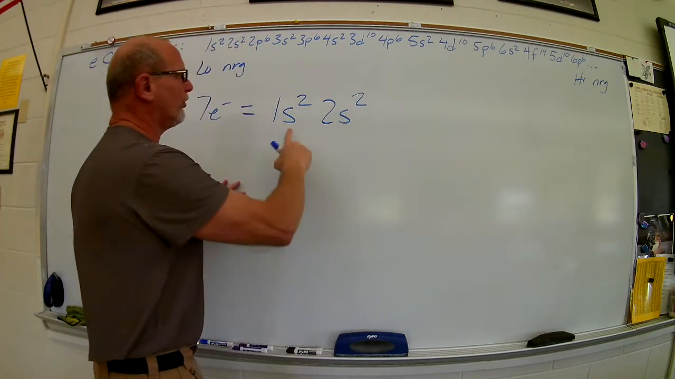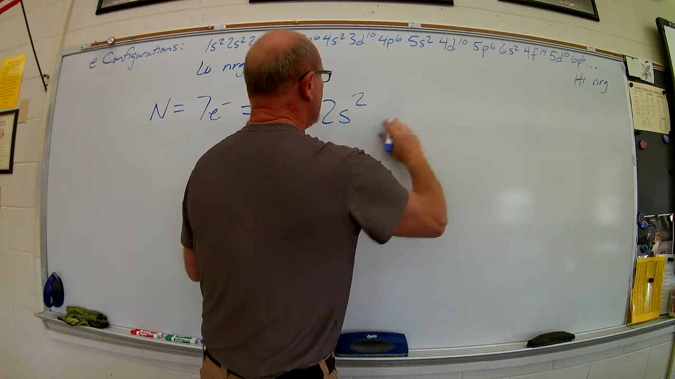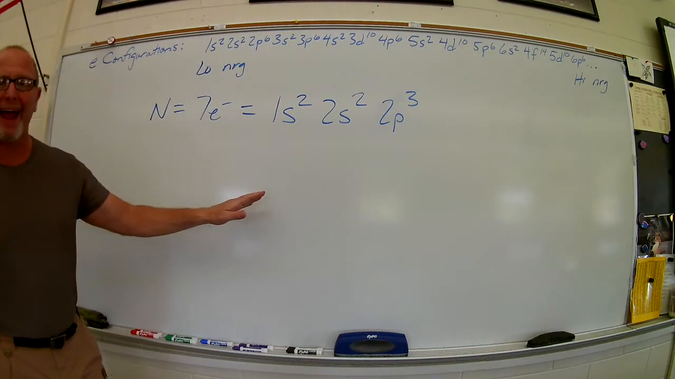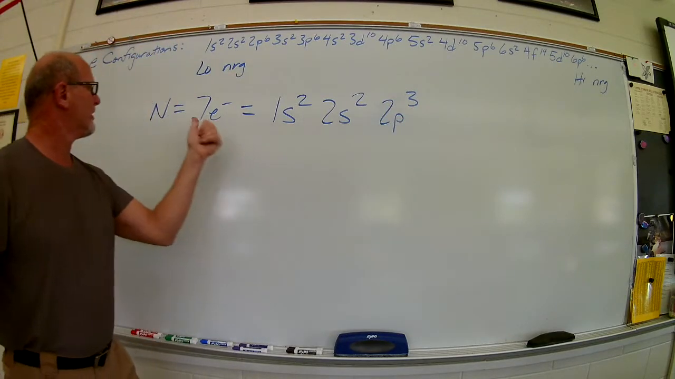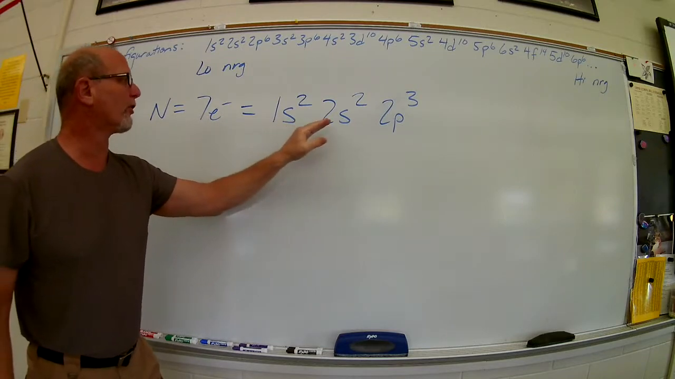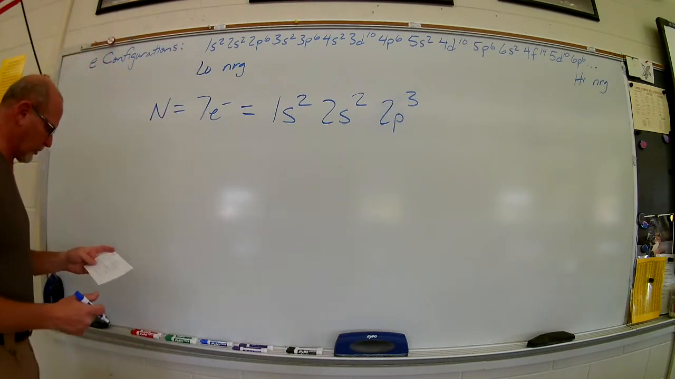2s can hold 2. I filled 4 electrons, and, excuse me, 2p is going to hold 3. If I add up my superscripts, that's the number of electrons. That should equal the number of electrons in my sample. These are the orbitals that are filling. Let's look at another one real quick.